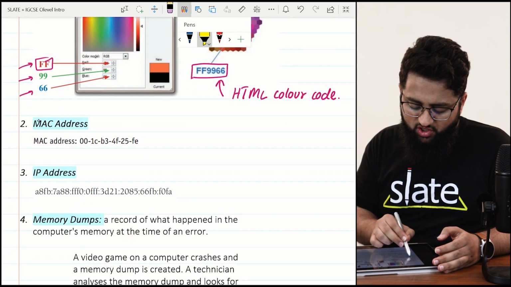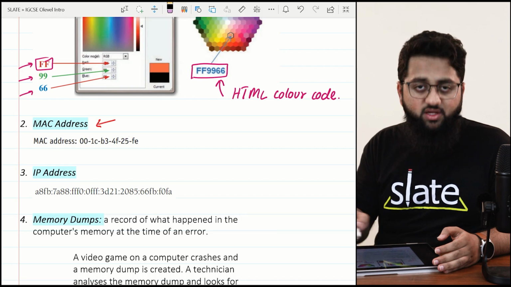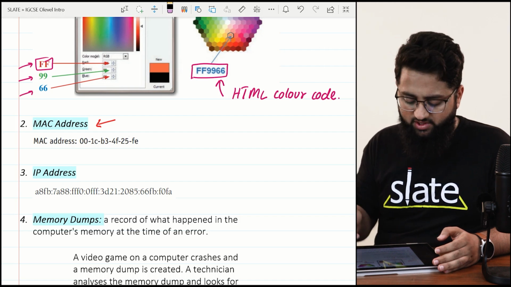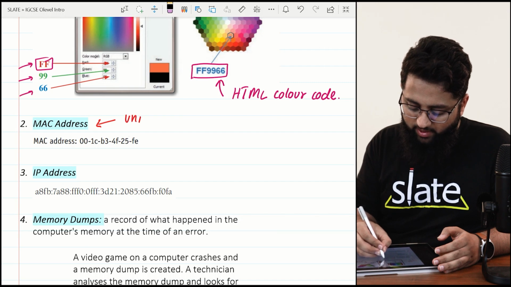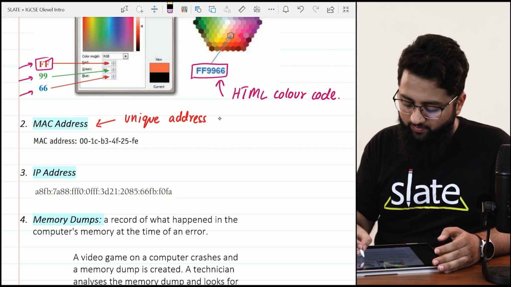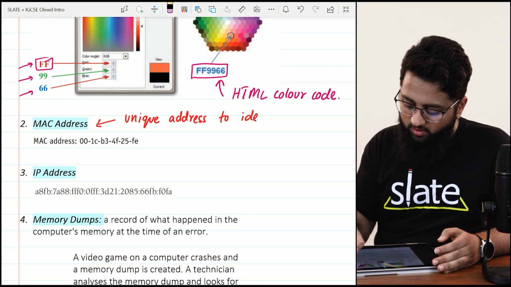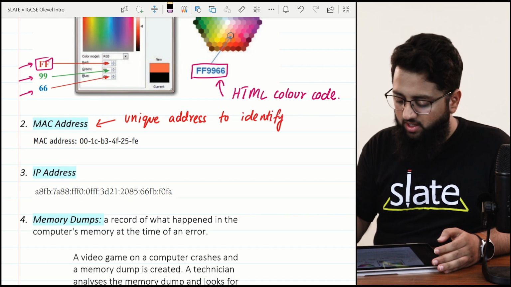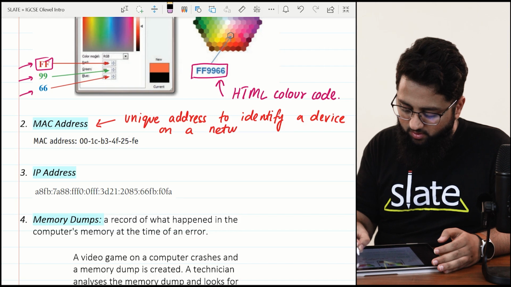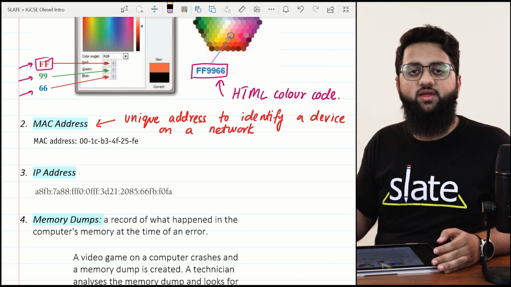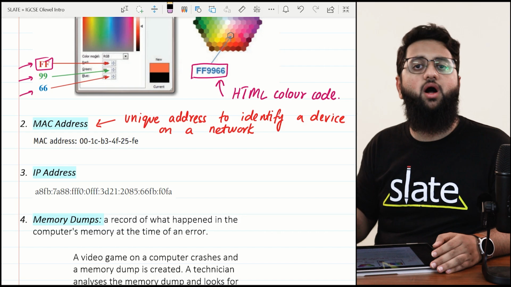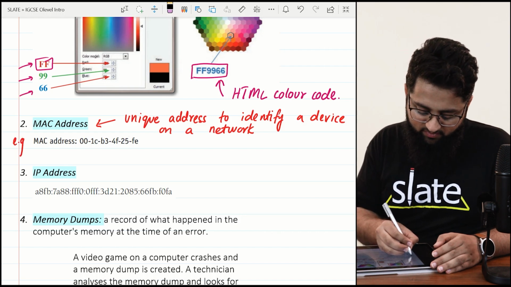Then we have the MAC address. I'm not going into much detail on the MAC address and the IP address because we will discuss them in chapter 3, but we need to understand first what a MAC address and an IP address are. A MAC address is a unique address to identify a device on a network. If you want to identify a device, you have a unique address, and you can find it out. MAC addresses are also represented in the hexadecimal number system, with an example given below.